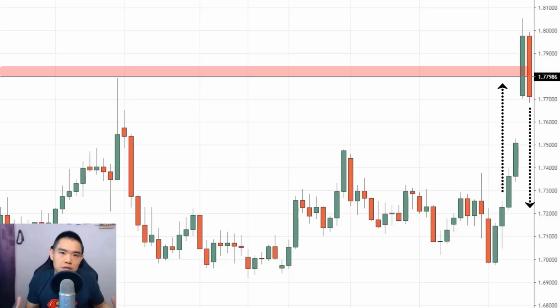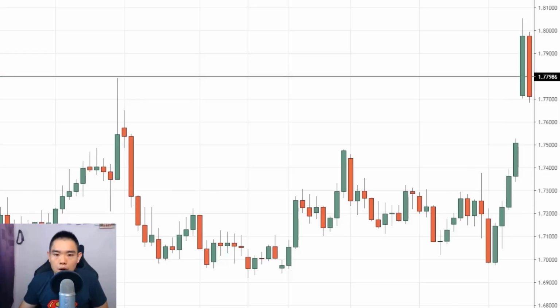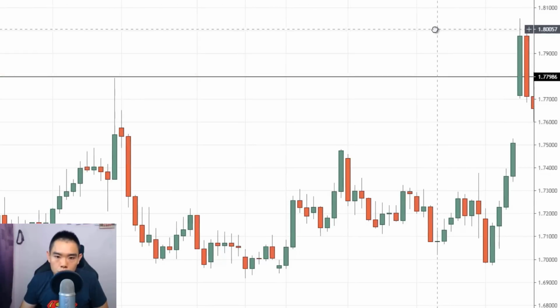So this is why I said don't chase breakouts. Don't buy a breakout without a build-up. This could happen to you. How do you trade this? Very simple. Next candle open, you can go short.